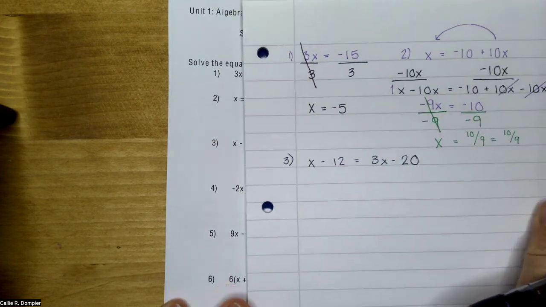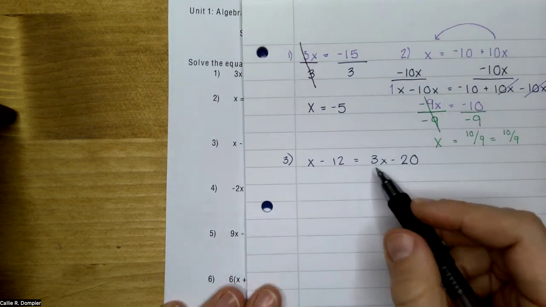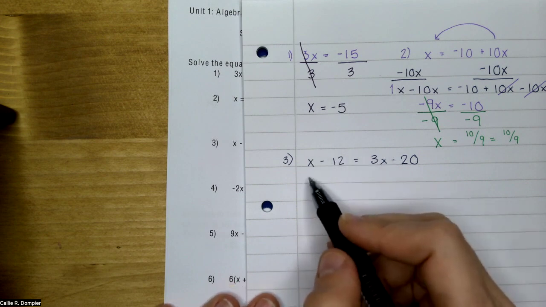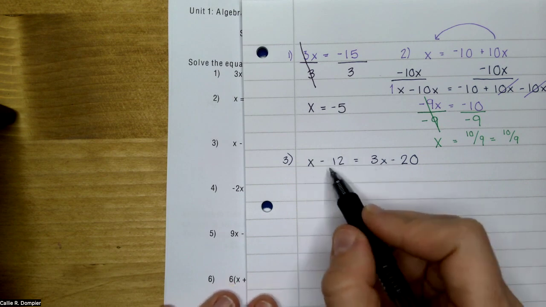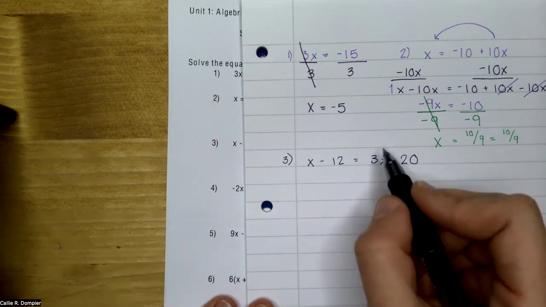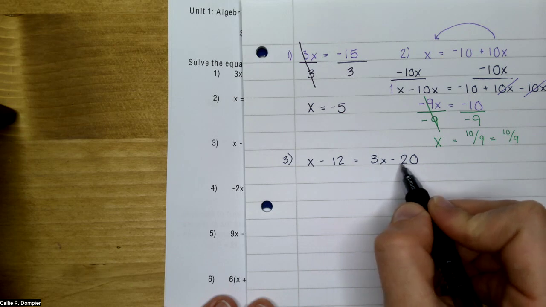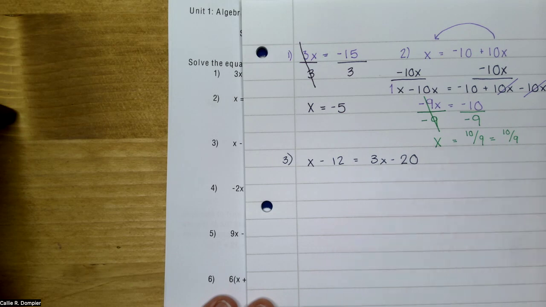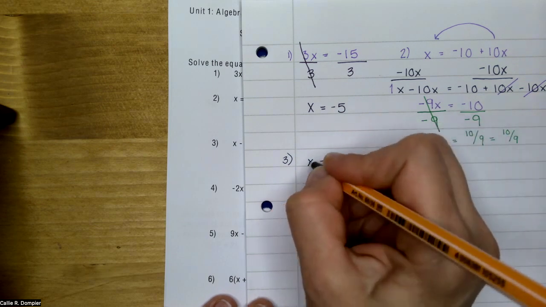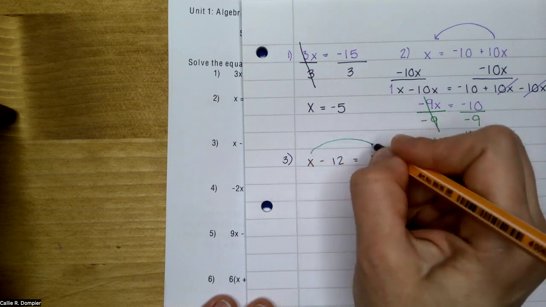I'm going to move all of my x's to either the left or the right. If you want them to be positive numbers, you can move them to the right, but traditionally we move them to the left. It doesn't matter, okay? And then you're going to collect all of the constants on the other side. So since I see a positive 3x and a negative 20 here, if I prefer to work with positive numbers, I'm going to move this x over here. All right? This x needs to move over here.